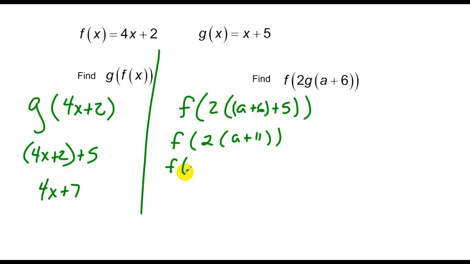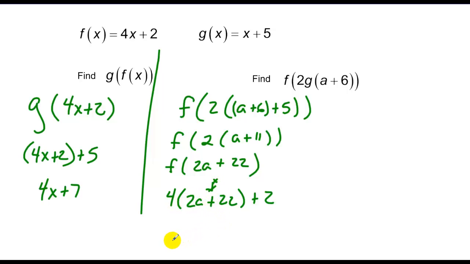which is f of 2a plus 22. And now I'm going to plug 2a plus 22 into the x value on the f function. So this is 4 multiplied by 2a plus 22 plus 2. This is my value of the x here that I'm substituting. I have 8a plus 88 plus 2 is equal to 8a plus 90.